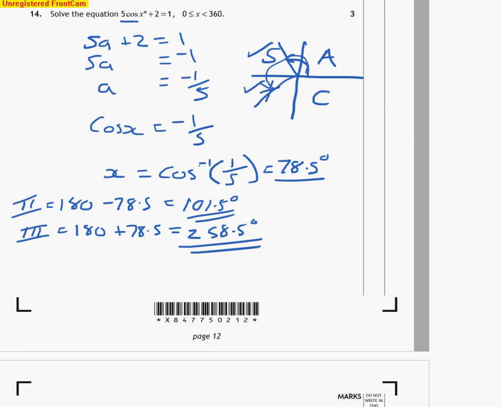Okay, so 3 marks. Where do we get our 3 marks for? Cos x is equal to minus a fifth. That's our first mark. Okay, slightly bigger pen. There we go. And then we've got our 2 quadrant values. So there's not a lot of scope. Yeah, that's where the marks are going.